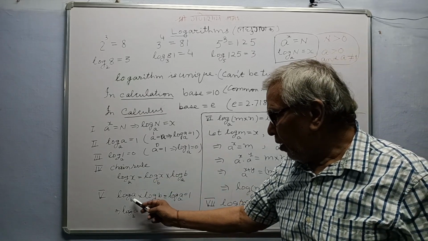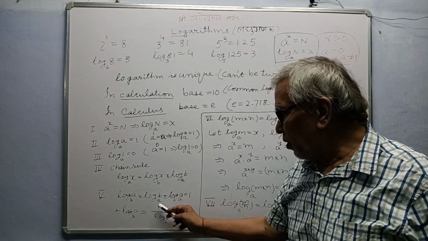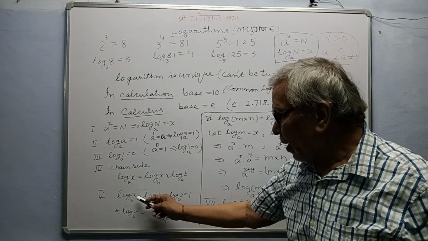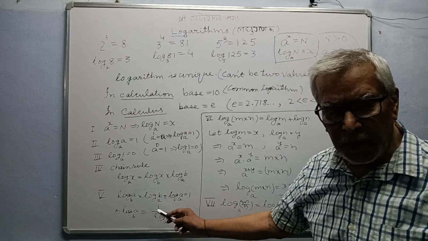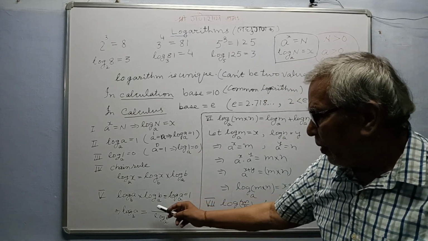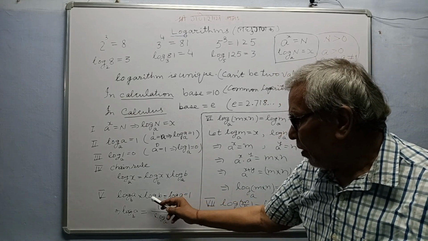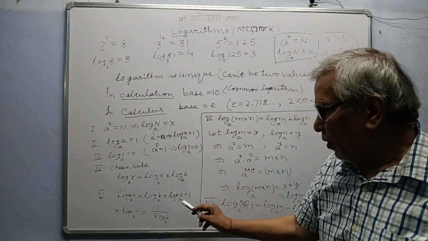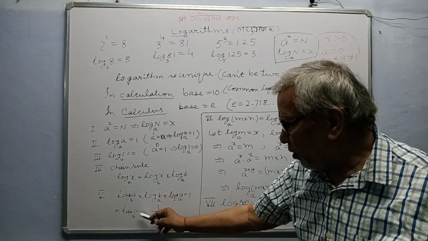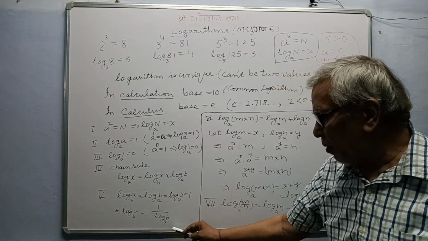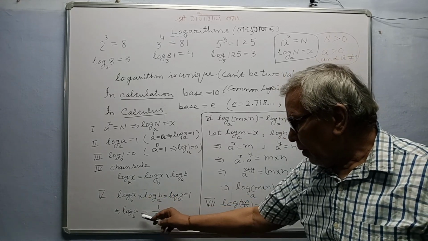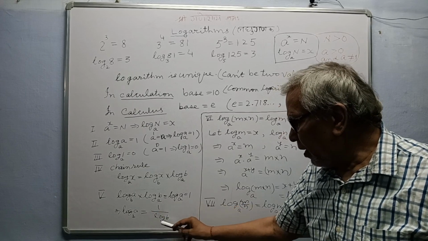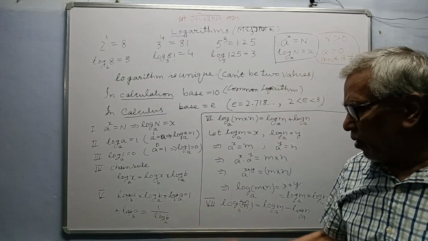Fifth, log a to the base b into log b to the base a is equal to log a to the base a, by chain rule, and we know that log a to the base a is equal to 1. So we can say log a to the base b is equal to 1 by log b to the base a. Very important thing.